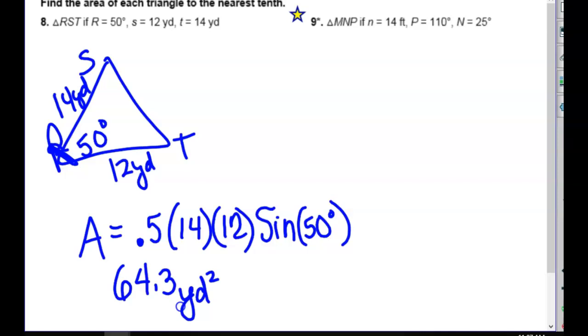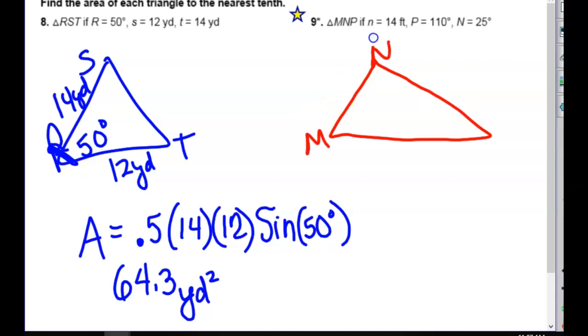Square yards? Almost all the questions on the quiz I made sure had units so that you could give me labels. I think this one is tricky because I don't think it gives us everything we need. M, N, P, oh, okay. Mine doesn't look obtuse to begin with, but I'll put P up here so that it looks a little more like it could be 110.